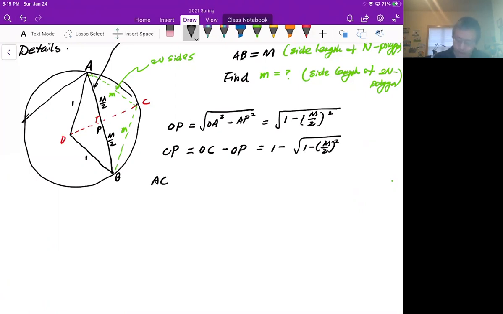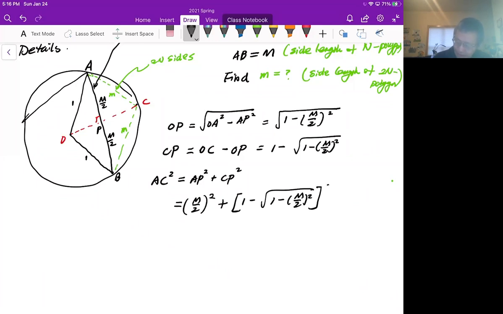What is AC? Again, by the Pythagoras theorem, AC squared is just AP squared plus CP squared. So let's do that. AP is M over 2, take the square, and CP is just the previous one, so it's 1 minus the root of 1 minus M over 2, take the square, the whole thing, take the square. All right, let me stop for 1 minute. It's an easy argument. All of the arguments are just the Pythagoras theorem. So let me give everyone a minute, and then I'm going to continue.